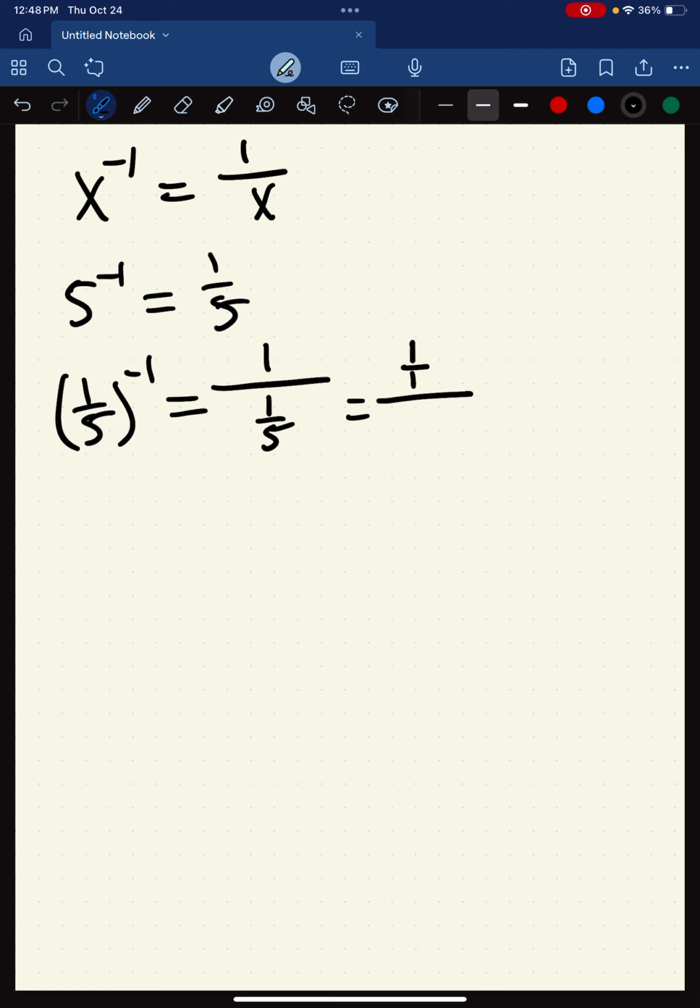And maybe we derive that even further. 1 is 1 over 1, all over 1 over 5. When dividing fractions, you flip the second and multiply, and you see that's 5.